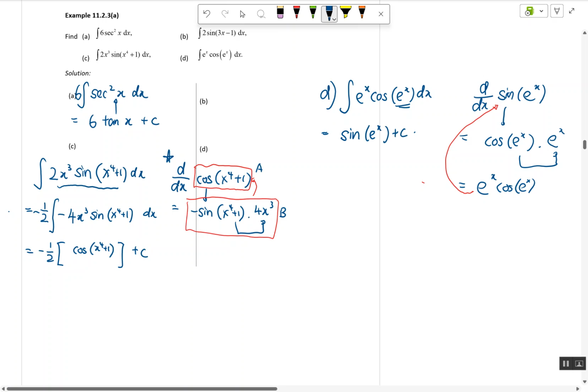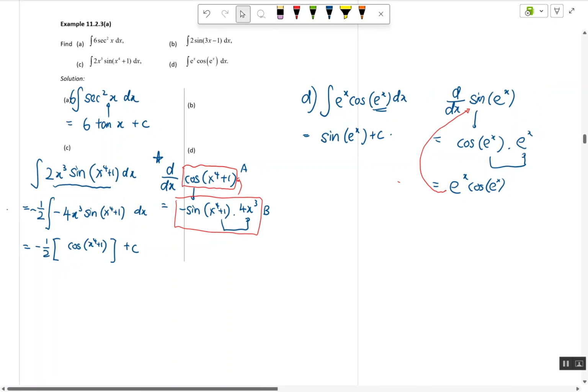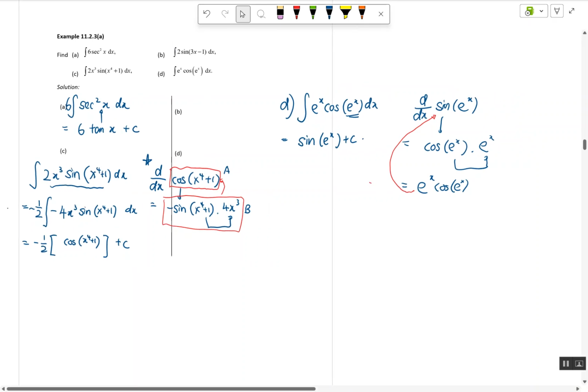Like I say in my previous videos, you have to understand integration as a reverse of differentiation. Then it's easy to do for all these kinds of trigo functions.